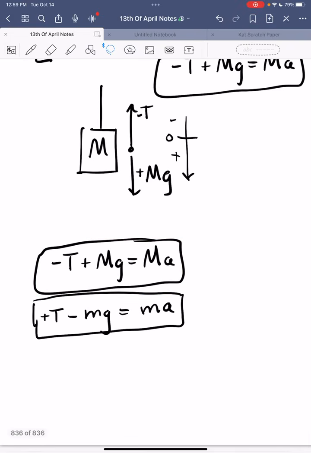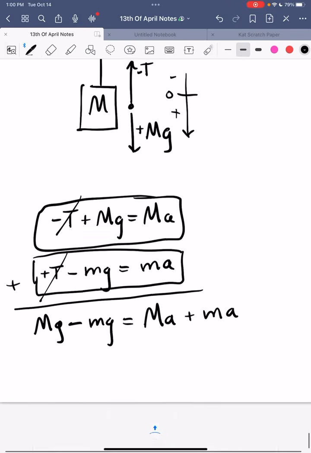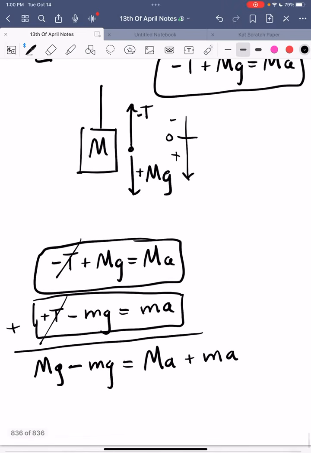So what I want to do now is eliminate one of the variables. In this particular case, I can just add the two equations together. Negative tension will cancel with positive tension. And what I'll get is capital Mg from the upper equation minus little mg from the lower equation equals capital Ma plus little ma. And now what I want to do is solve for A, the acceleration.